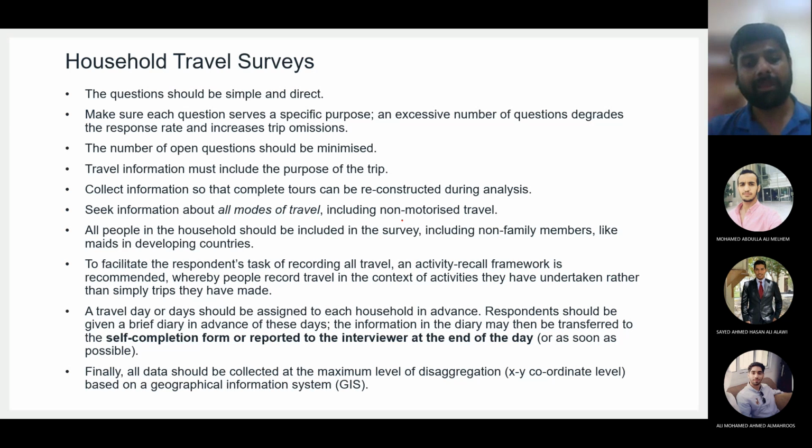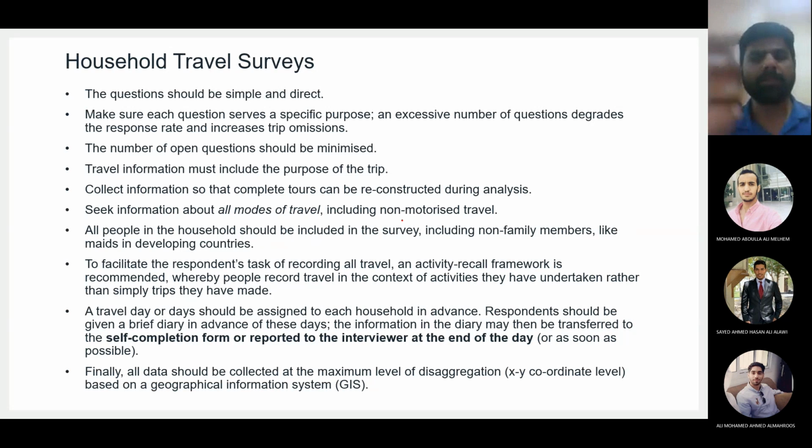It may be difficult for people to remember each and every detail of their trip when you come for collecting the data. Okay, so you ask me, what did you do 2 days ago? I may not remember. What was your travel time? Where did you go first? I may not remember at that time.